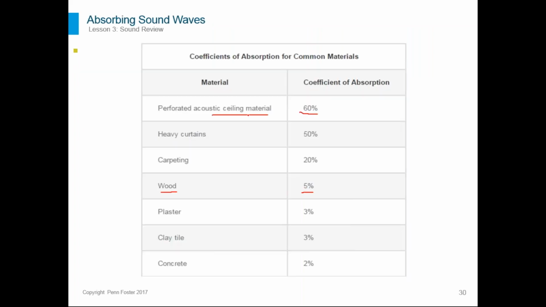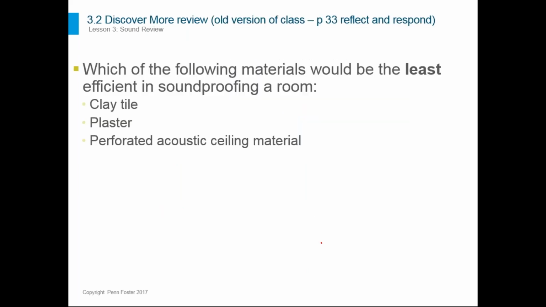This one was the best one, perforated acoustic ceiling material, and your other options were plaster and clay. So you can see those are both at 3%. So they only absorb 3% of the sound, so they're pretty bad. And that's actually what your question is asking, which is the least efficient. So it's actually a tie between clay and plaster because they were both 3%.